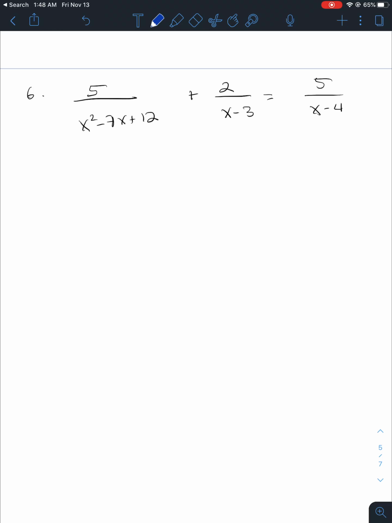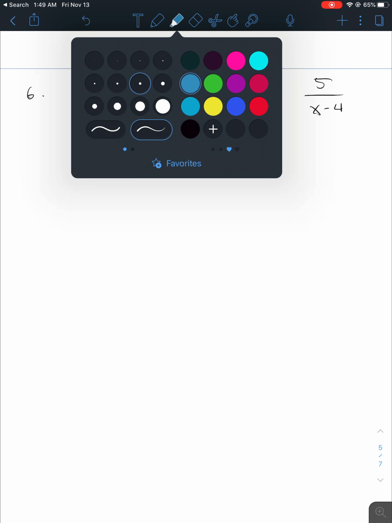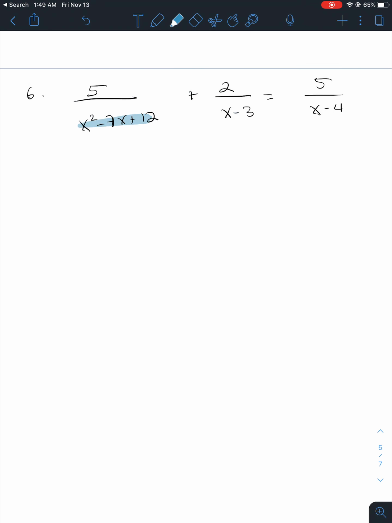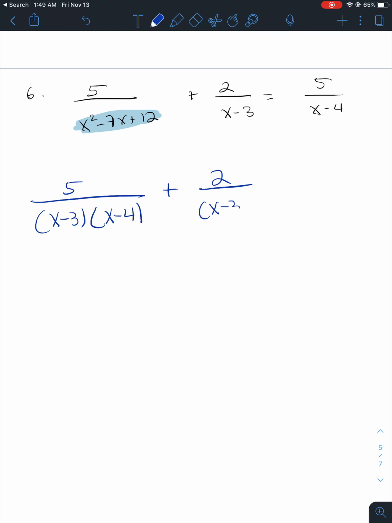So we're going to get to our last question, which we now have 3 terms in total. We are not going to freak out. All we're going to do is focus on this part right here, which is x squared minus 7x plus 12. So we're going to factor that. So what 2 numbers multiply to 12 and add to negative 7? Well, that's x minus 3 and x minus 4, plus, we're just going to leave this the same and leave this the same.